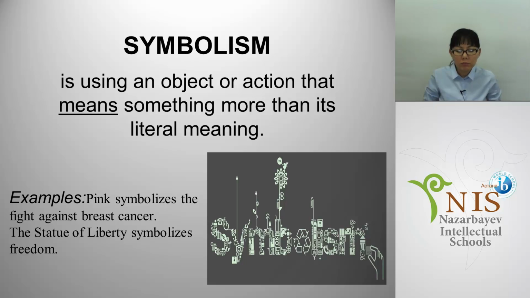So, for example, pink symbolizes the fight against breast cancer. So you know the symbol of people fighting against cancer, and this pink is a symbol of this. For example, the Statue of Liberty is also a symbol of freedom. And there can be some others, like a symbol of darkness and injustice. They can be like a black color that is used to describe some objects in the story.